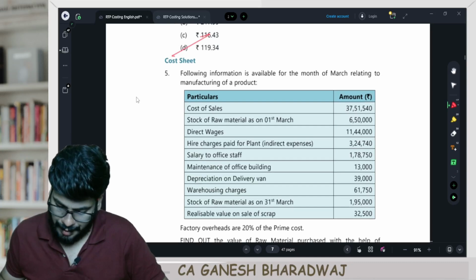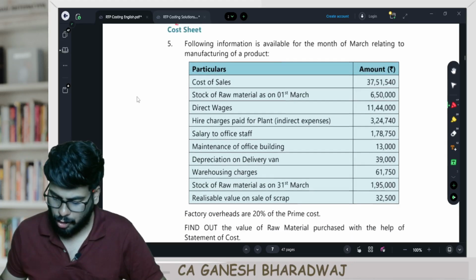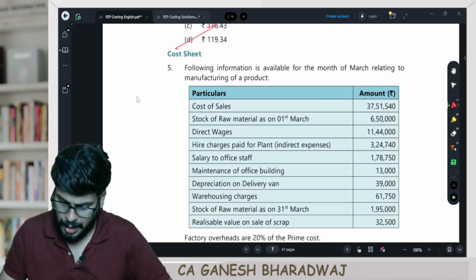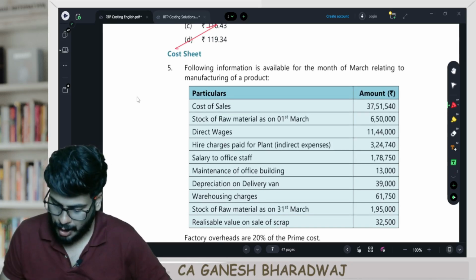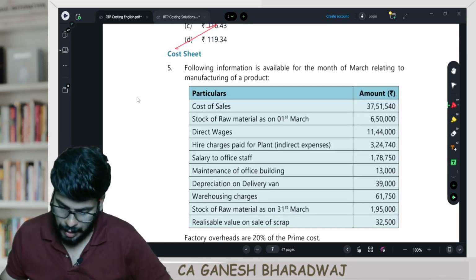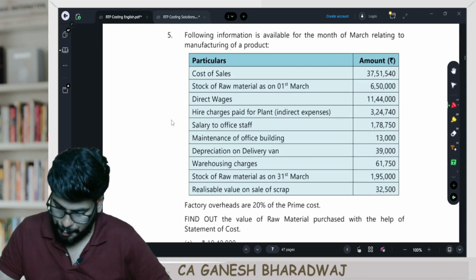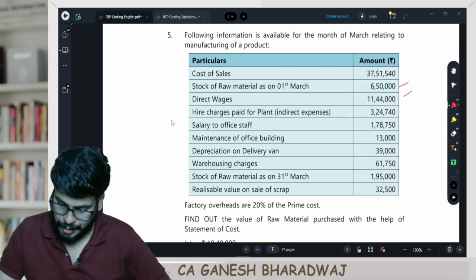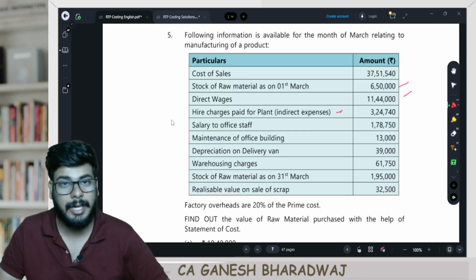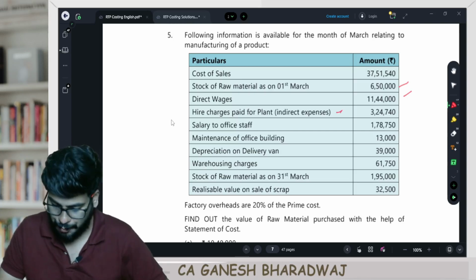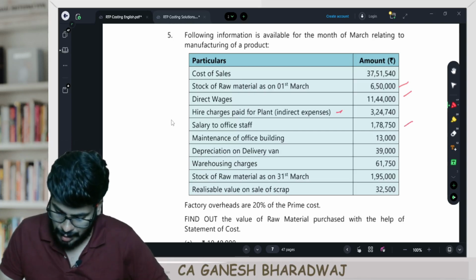Now, question number 5. This sum is regarding cost sheet. It's basically a missing figure question. The following information is available for the month of March relating to manufacturing of a product. Cost of sales, the figure is given. The opening stock of raw material, direct wages, hire charges paid for plant to be taken as an indirect expense, which is basically production overheads. Salary to office staff is given.